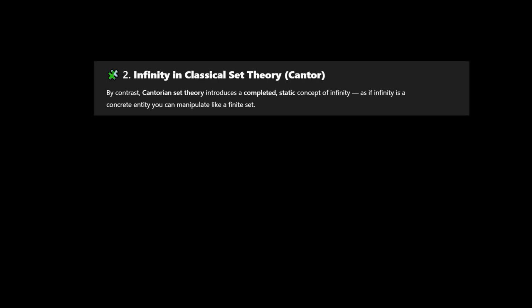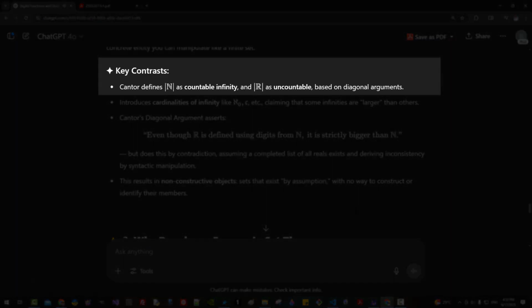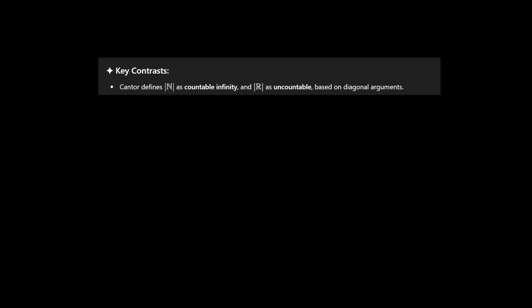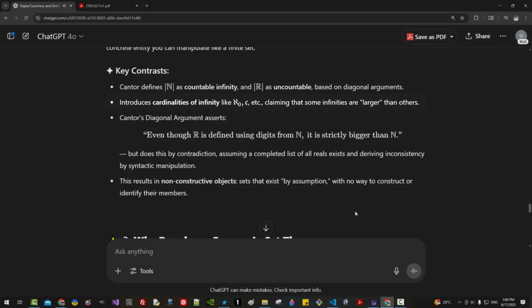2. Infinity in classical set theory. By contrast, Cantorian set theory introduces a completed, static concept of infinity, as if infinity is a concrete entity you can manipulate like a finite set. Key contrasts: Cantor defines the naturals as countable infinity and the reals as uncountable based on diagonal arguments. It introduces cardinalities of infinity like aleph-0, c, etc., claiming that some infinities are larger than others.